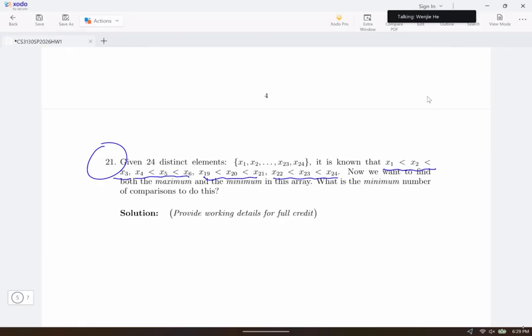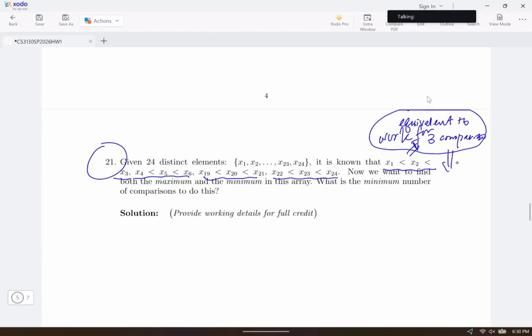Then they make the conclusion: each 3-element ordered chain is equivalent to the work for 3 comparisons. Okay? So that's the understanding. And this understanding is incorrect. Let me explain why. Okay?